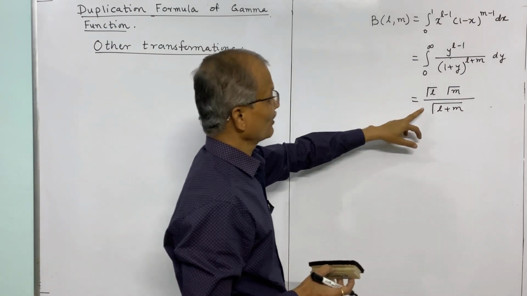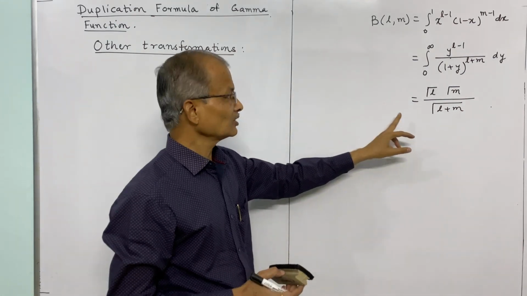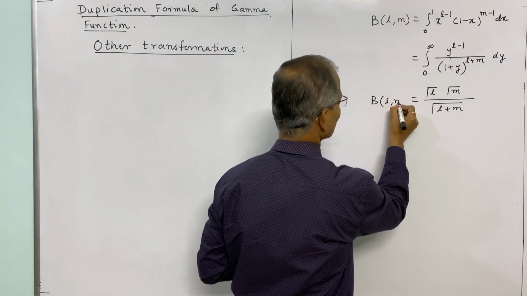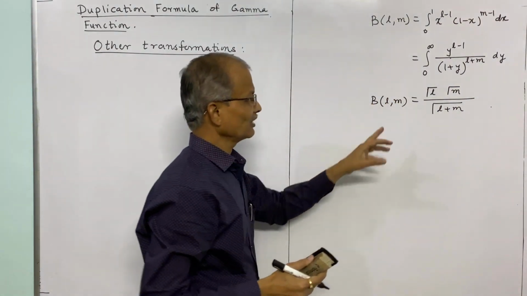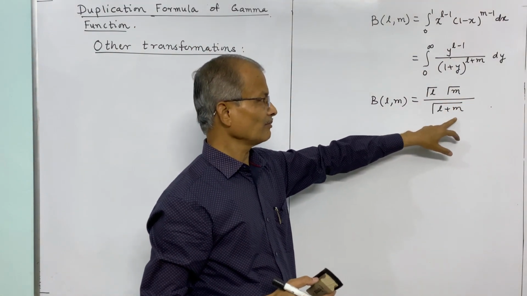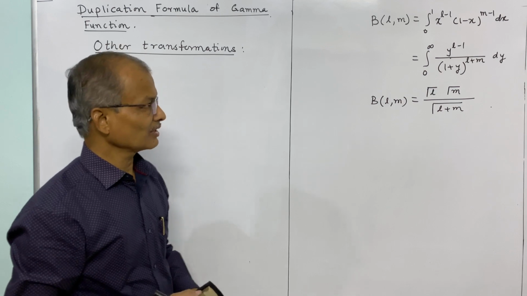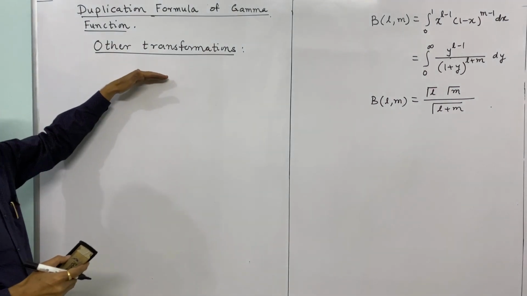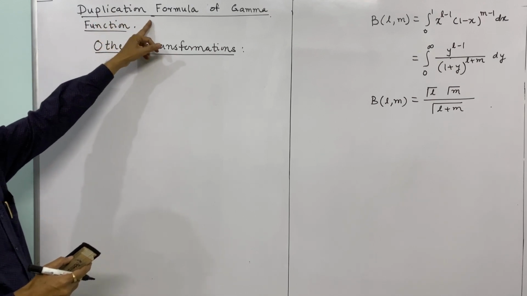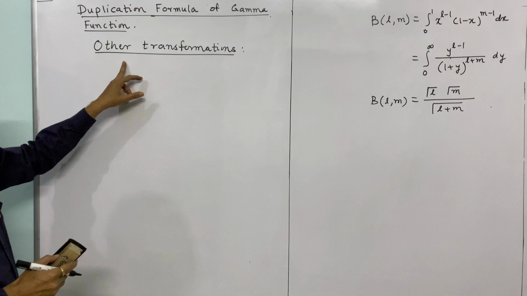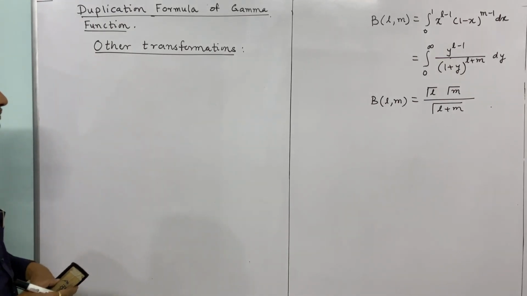And one more thing we studied is the relation between beta and gamma function. So this is the relation: Beta of L and M is equal to gamma of L into gamma of M divided by gamma of L plus M. Now we shall first study other transformations, and then we shall study the duplication formula of the gamma function. So first we shall consider a few more transformations of the beta function.